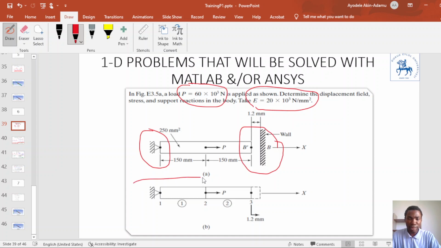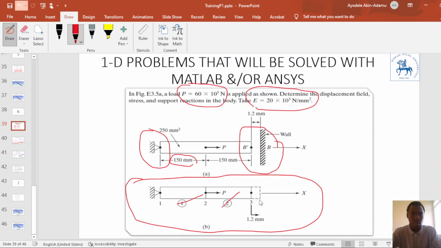So this is our finite element model, which we're told to use to solve this problem. We are told to use two finite elements. Between node 1 and node 2 is one finite element. Between node 2 and node 3 is another finite element. And we see our point load applied at node 2. The length of the finite element between node 1 and node 2 is 150 mm, as shown. And the length of our second element is also 150 mm.